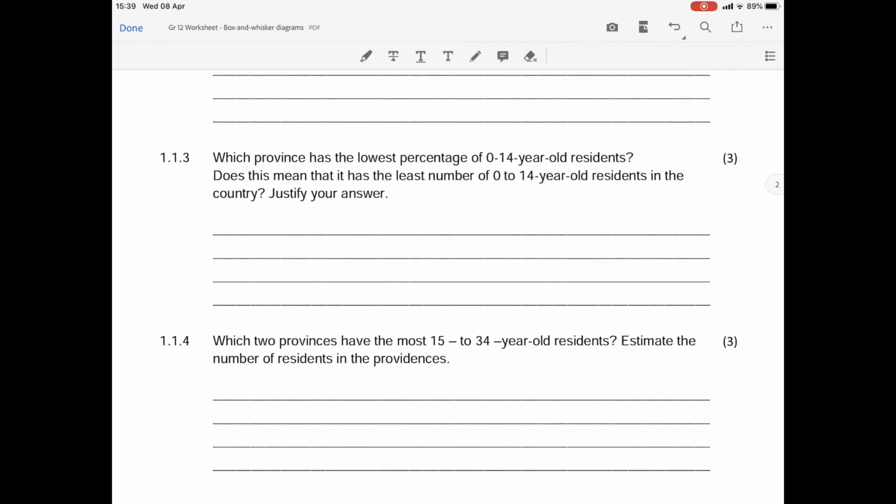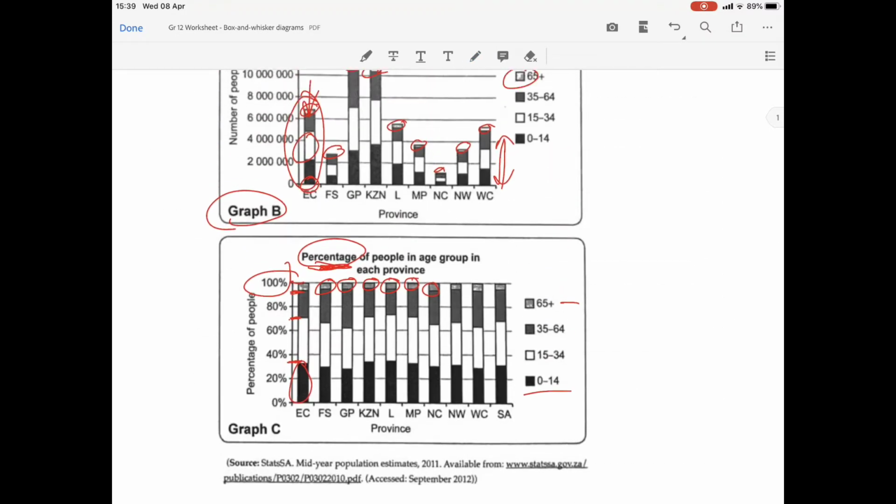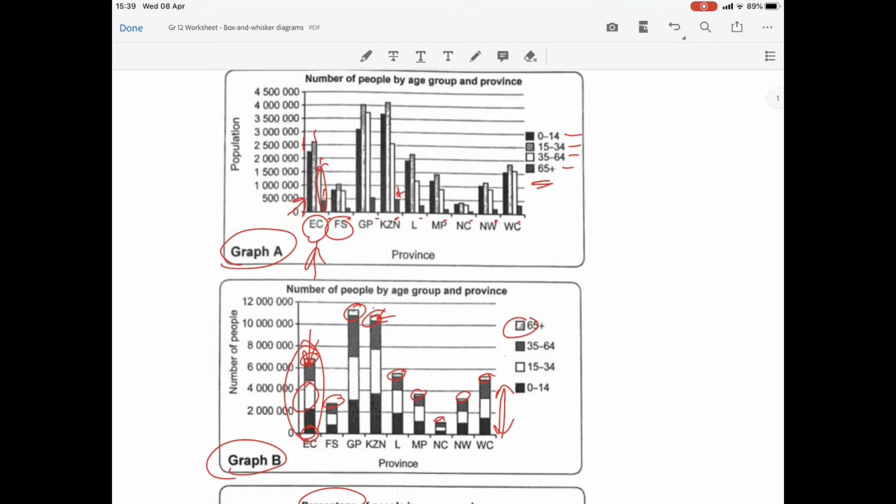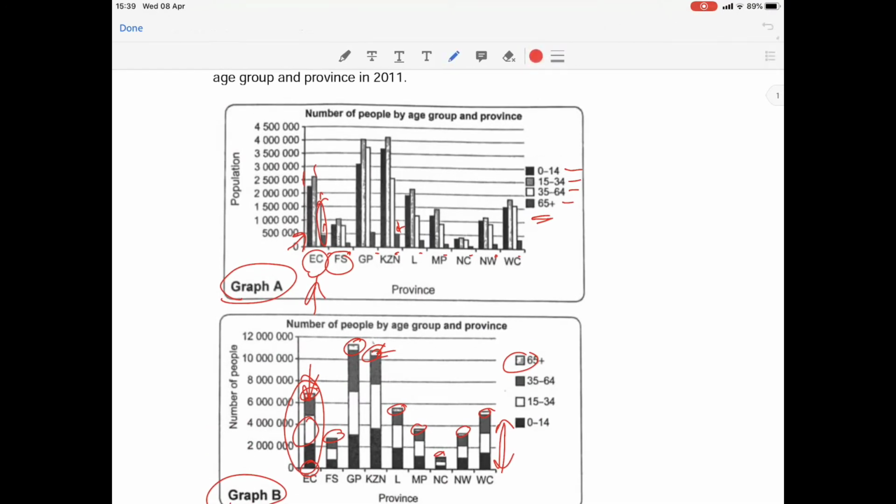Your next question asks, which province has the lowest percentage of 0 to 14-year-old residents? Does this mean that it has the least number of 0 to 14-year-old residents in the country? So it's going to be very important for you to choose the correct graph to draw off. We want to know which province has the lowest percentage. So we're going to come up to our graphs. You should already have a clue that you're not going to look at graph A, because that is showing you the number of people per age group.